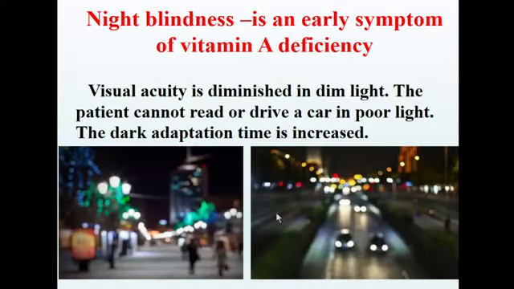What other effects are there? This is, you see, the first variant, the first symptoms of vitamin A deficiency. When in poor light, this patient can't see things clearly. It's the earliest symptom of vitamin A deficiency. This is not blindness.